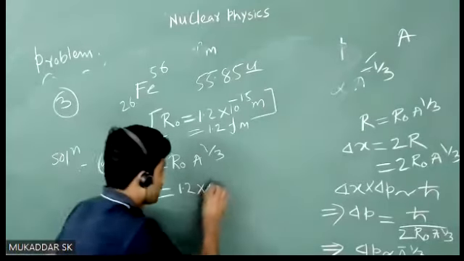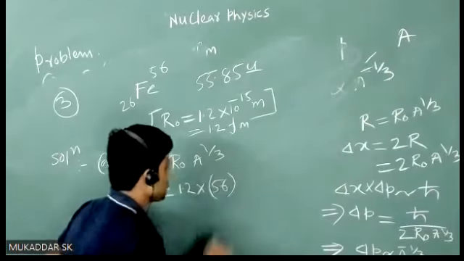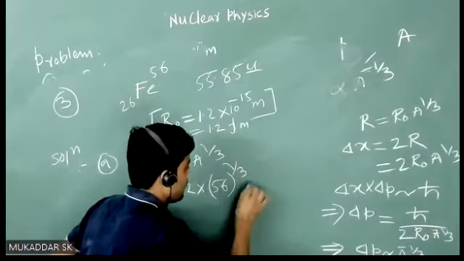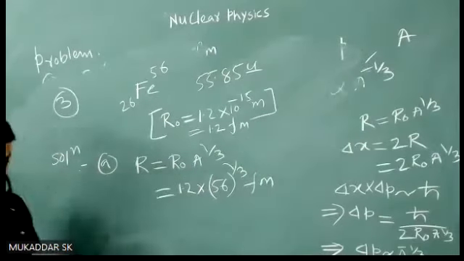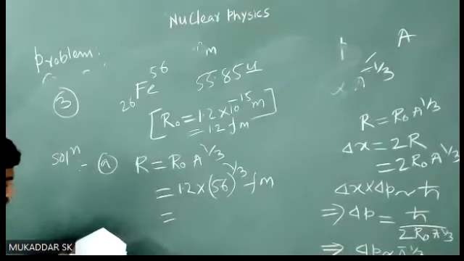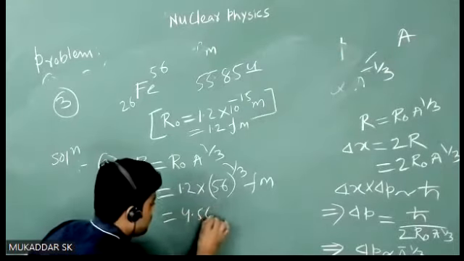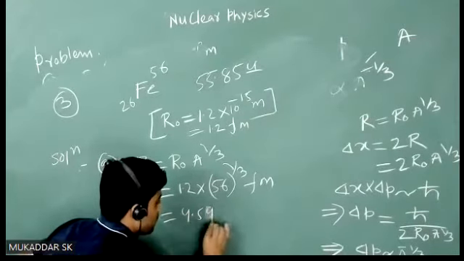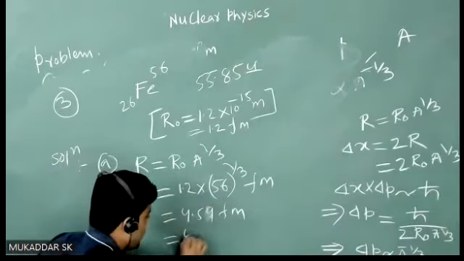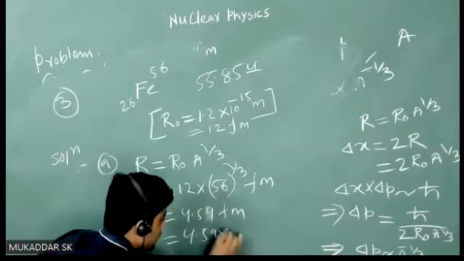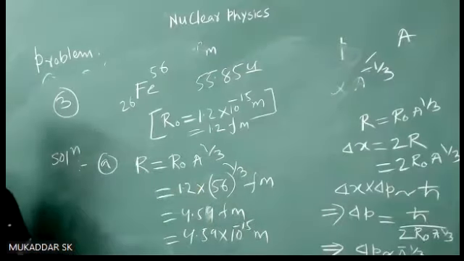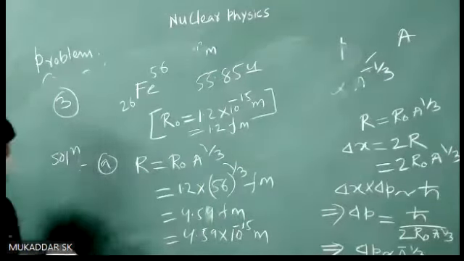Then the mass number for this is 56. So its power will be how much? 1 by 3. And that unit obviously will be femtometer. If you calculate it, you will basically get 4.59 femtometer. Also, you can write it in meter, since you are interested. So you can write 4.59 into 10 to the power minus 15 meter. Good. Very good.